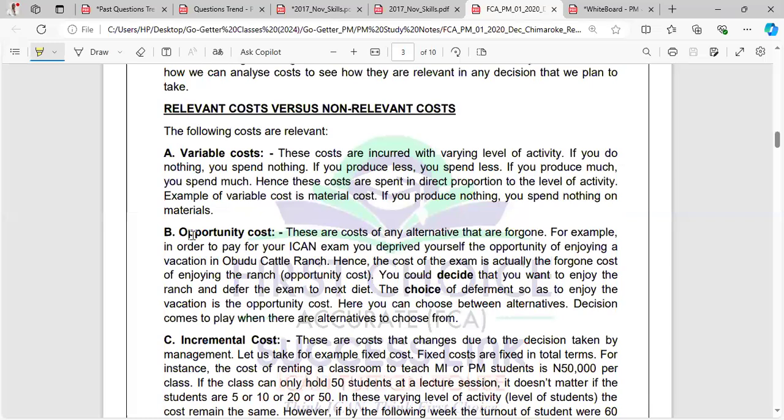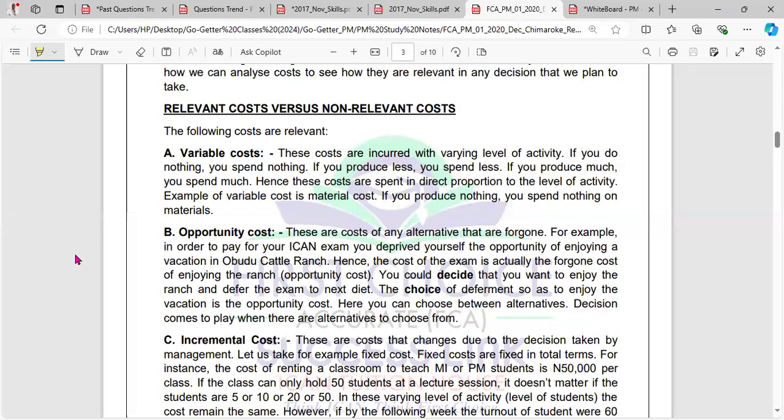Variable costs are costs that are incurred with varying level of activity. It means that if you produce nothing or you do nothing, you spend nothing. If you are to produce 10 loaves of bread, you spend small compared to someone spending on 100 loaves of bread. So it varies according to level of activity and it's relevant.